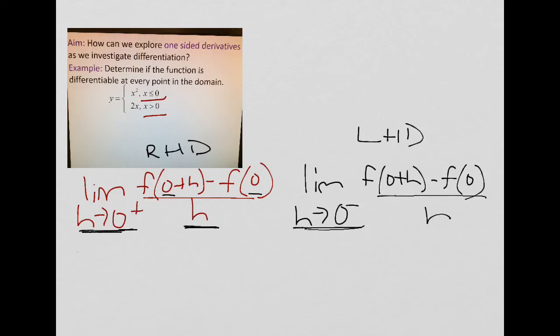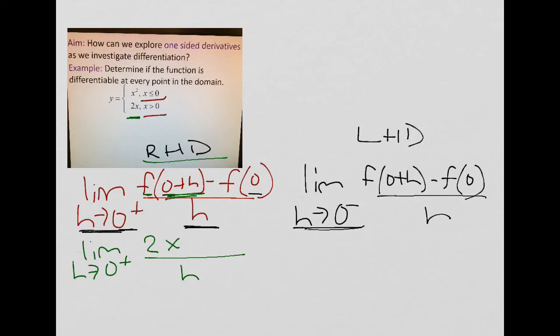Now, it looks like we have the same expression, but we have different functions. So let's take a look at each one individually. On the right-hand derivative, we have to plug in just h into our function. But if we're doing the right-hand derivative, 0 from the right, it's following 2x.